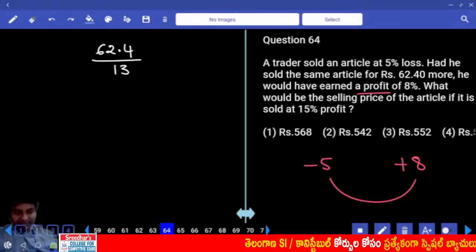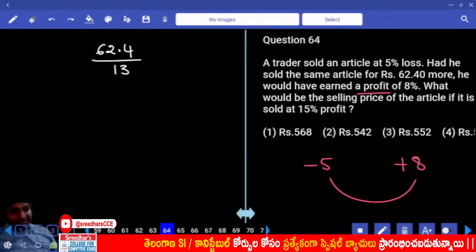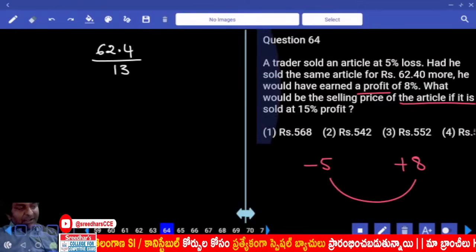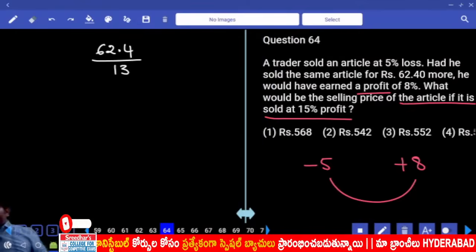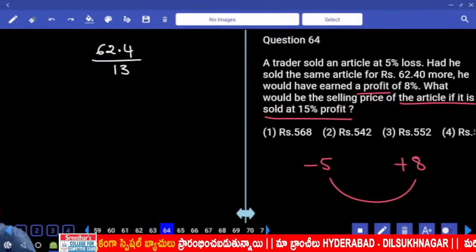Now look at the question. If your question is about cost price into 100. Oh, no. Let's see what is the question. What would be the selling price of the article if it is sold at 15% profit? If you want to sell it at 15% profit, at what price you have to sell?